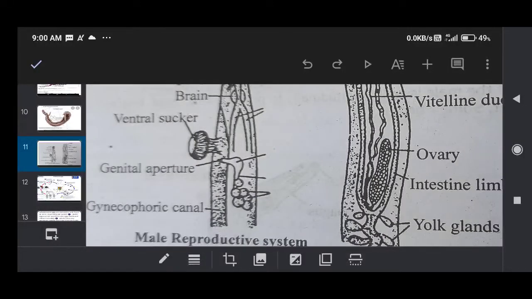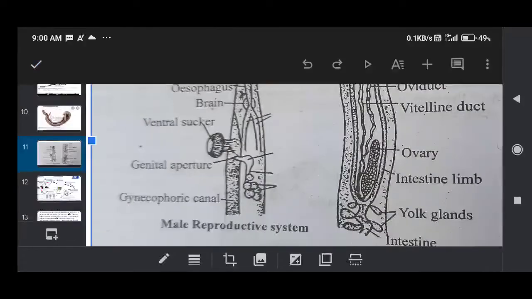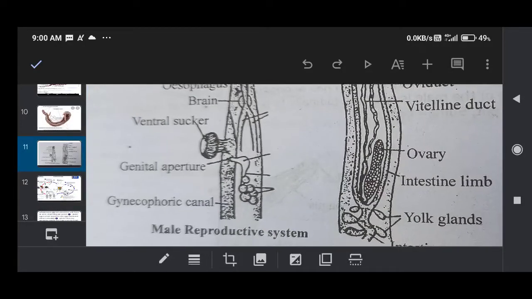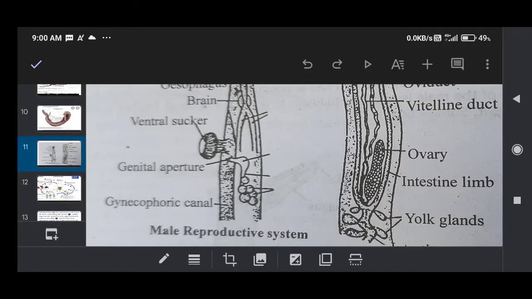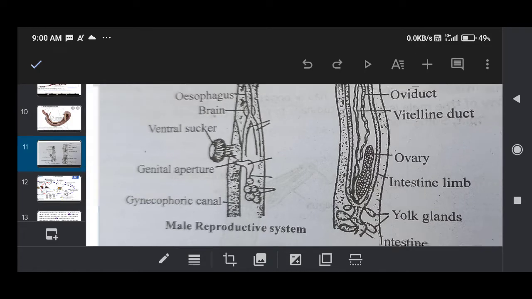Okay, and now the vasa deferens is large in size, that is called bulbourethra, and finally the genital aperture opens near to the ventral sucker. So this is about the male reproductive system. Here the testis, vasa efferens and vasa deferens, and the genital pore.